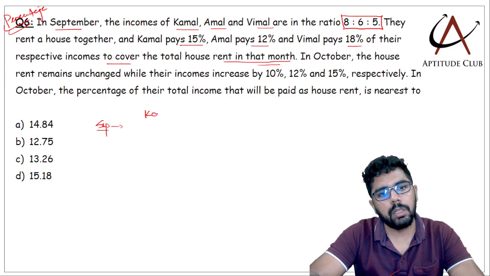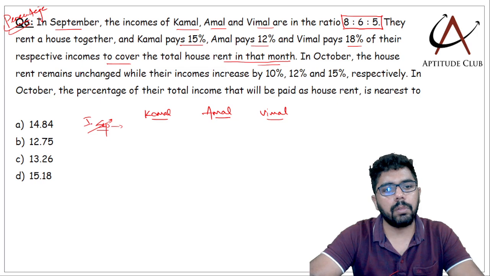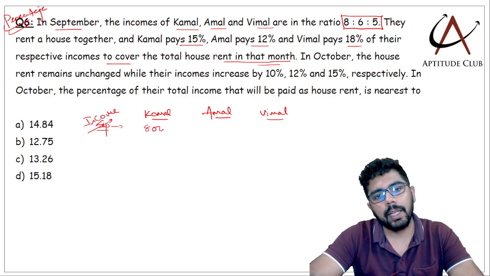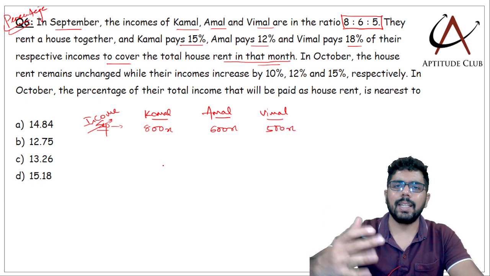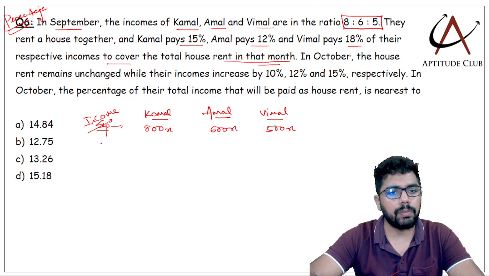I have Kamal, I have Amal and I have Bimal. So what is their income? September income, 8 is to 6 is to 5. I'll take 800x, 600x and 500x. I didn't take 8, 6 and 5. I took it in hundreds so that percentage calculation will be convenient.